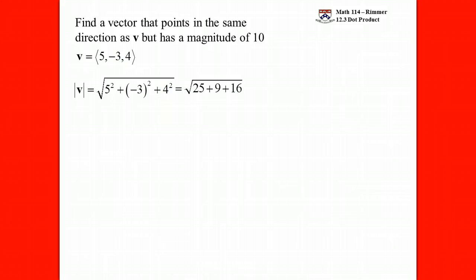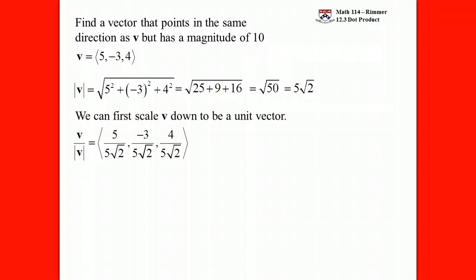So 25 and 25. So root 50 is the magnitude of that vector. And we'll call that 5 root 2. So first we'll take it and scale it down, make it a unit vector, divide each component by 5 root 2. So now it has length 1, and then how do we change the vector of length 1 and make it have length 10? We just scale it by 10. We multiply by 10.